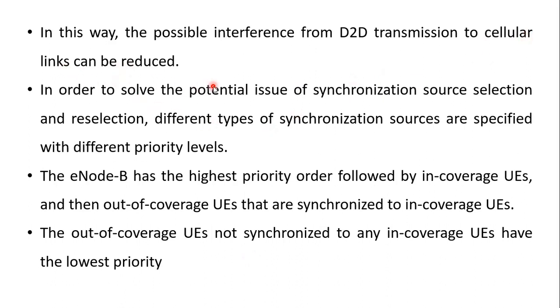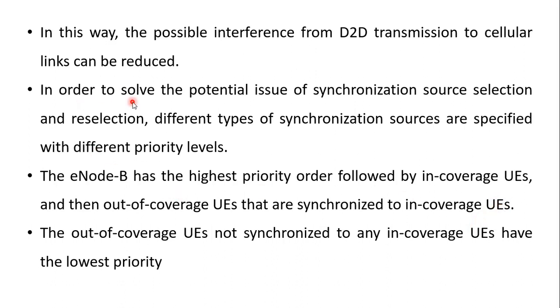Okay. In order to solve the potential issue of synchronization source selection and reselection, different types of synchronization sources are specified with different priority levels. Okay. The E node B has the highest priority order, followed by in coverage user interface and then out of coverage user interface that are synchronized to in coverage user interfaces.